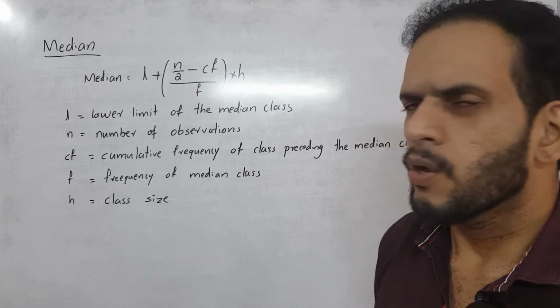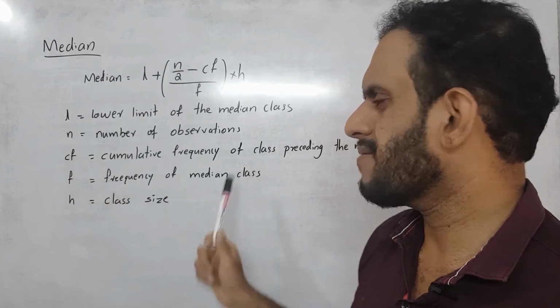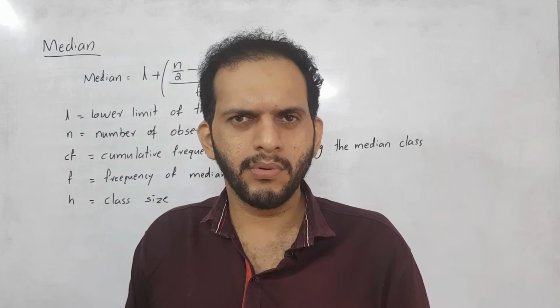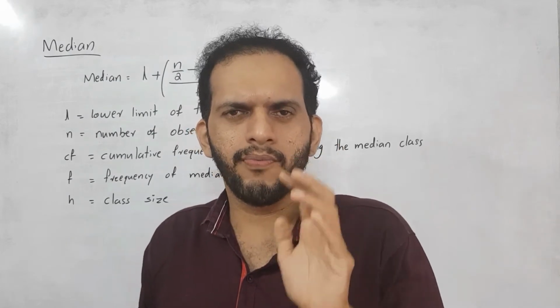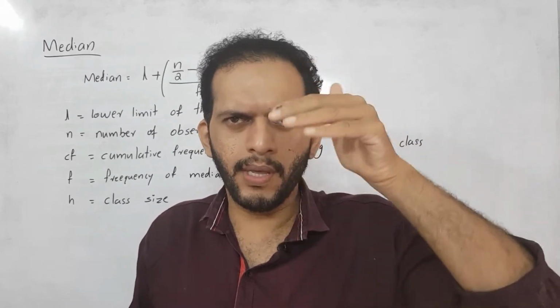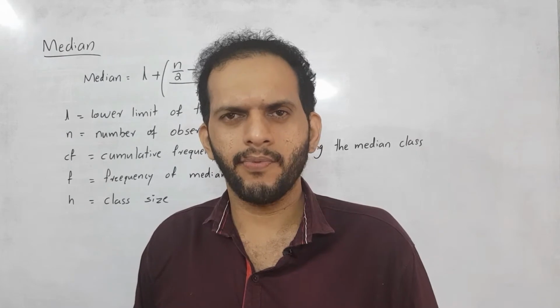So here the only new thing is Cf. What is Cf? Cf denotes the cumulative frequency. What is cumulative frequency? It is a successive addition of frequency.